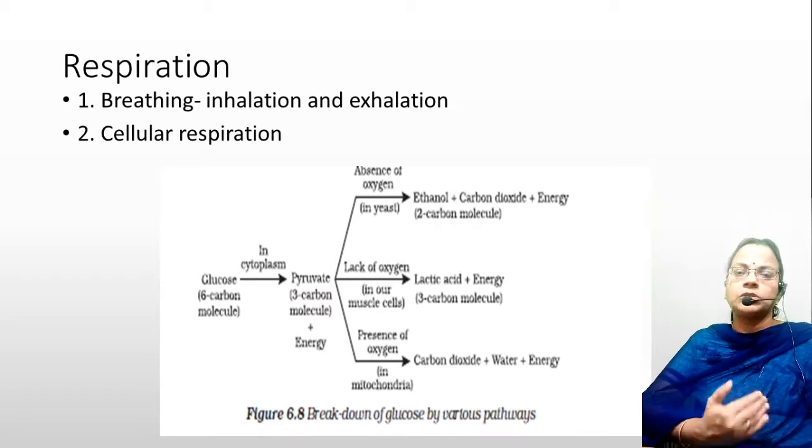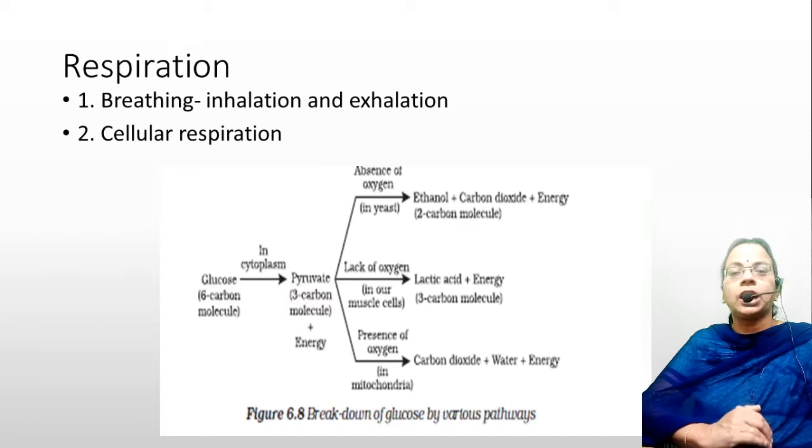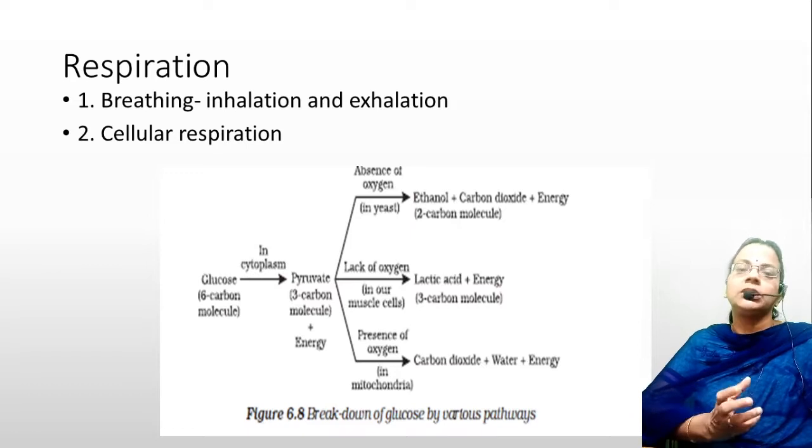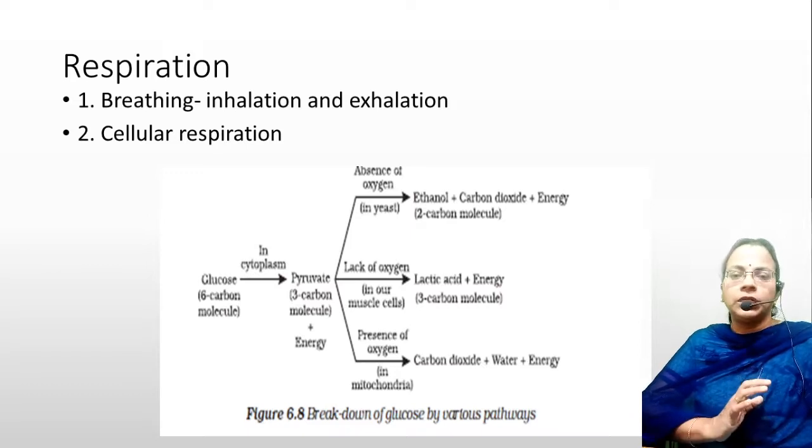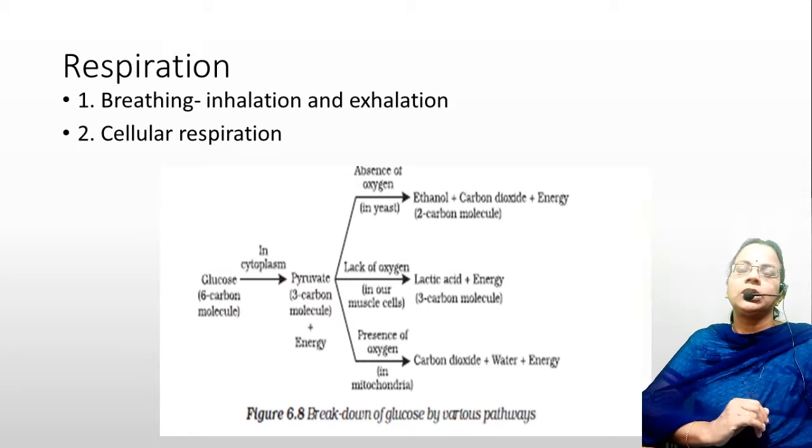Sugar means glucose will be converted into ethanol, carbon dioxide and energy, and this carbon dioxide will be trapped within the dough. When we are steaming it, the carbon dioxide will be eliminated out. That makes the bread or bun or idli or dosa, whatever it is, fluffy in nature. So mainly in the baking industry, we are using alcoholic fermentation.